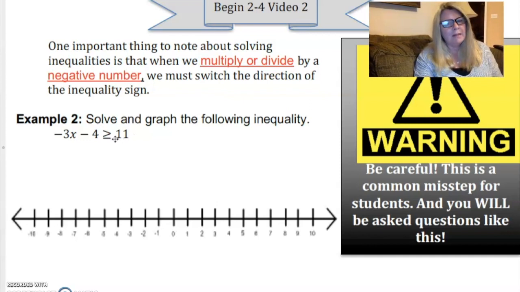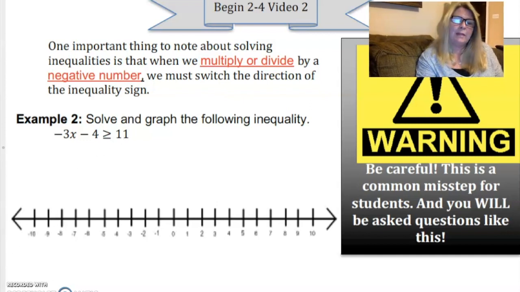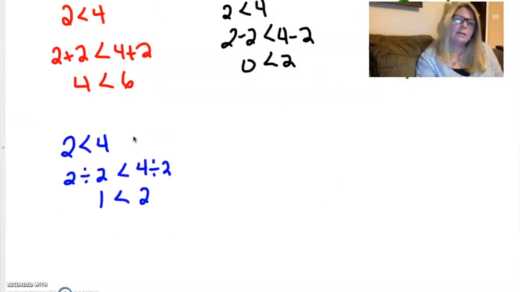Now we'll come back to the example right here in just a second, but I feel like I need to explain to you why that happens. So let's look at this. Let me slide the image down here.